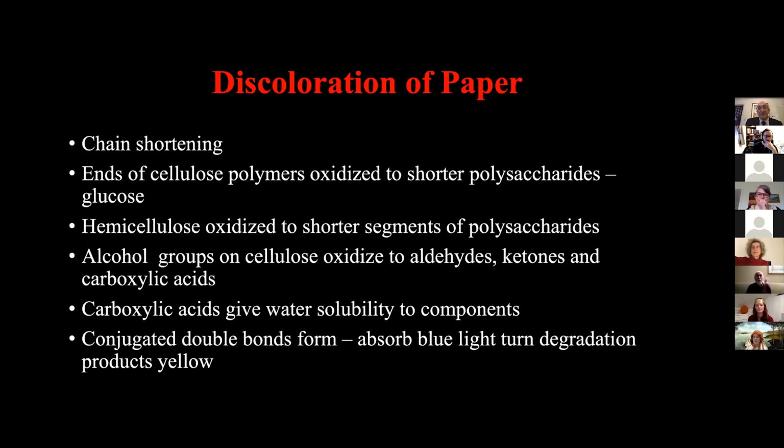And those alcohol groups on the cellulose can be oxidized to aldehydes, ketones, and carboxylic acids. So what happens is the carboxylic acids give water solubility to those components that were insoluble. After all, when they first made the piece of paper, anything water soluble washed out in the formation process. So by chopping those long cellulose chains up into smaller pieces, we've made them more soluble. By oxidizing them to carboxylic acids, we've made them much more soluble, those small pieces. And by adding double bonds, aldehydes and ketones, we are changing the absorption of light from the ultraviolet to blue, and our degradation products are turning yellow.